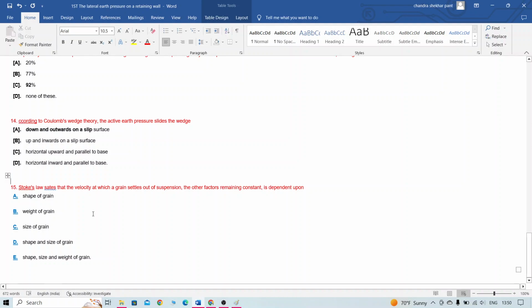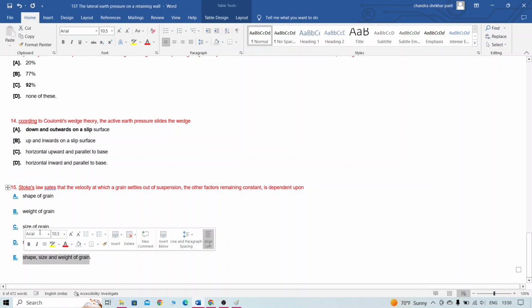Stokes' law states that the velocity at which a grain settles out of suspension, other factors remaining constant, is dependent upon the size of the grain and the weight of the grain. From the equation of Stokes' law for the velocity, we can easily know on which factors it depends. So answer E will be the right one.